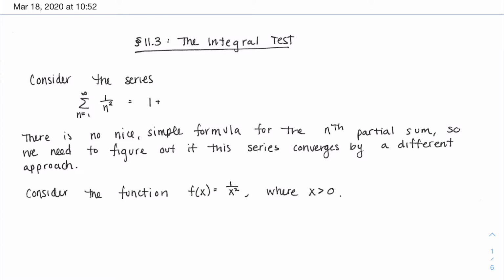So the very first term, you plug in n equals 1, you get 1. Next term is 1 over 2 squared. Then it's 1 over 3 squared, 1 over 4 squared, and then that just continues onward from that point. So we don't have a nice simple formula for the partial sum of this. So we have to find a different way to determine convergence or divergence.